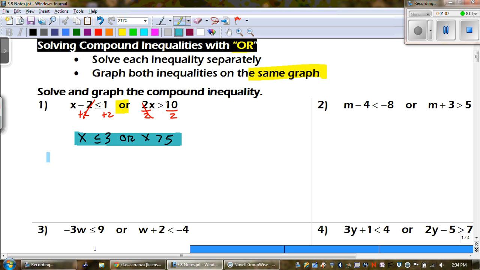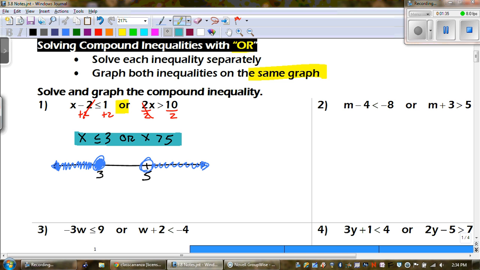Okay, so this part right here is part of our answer. But now that tells us what to graph. We have 3 and 5. Are we open or closed at 3? We're closed, and then we shade to the left. At 5, we're open, and then we shade to the right.